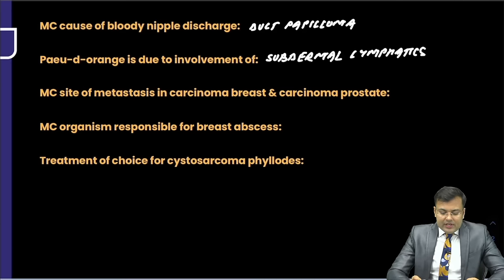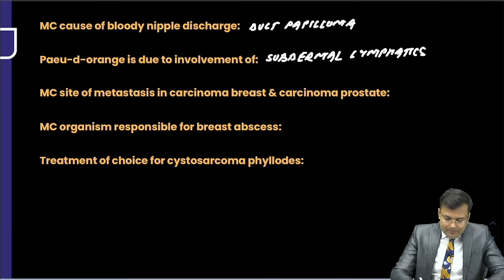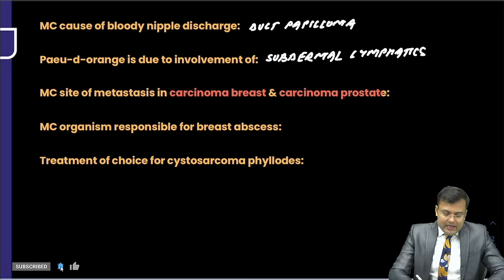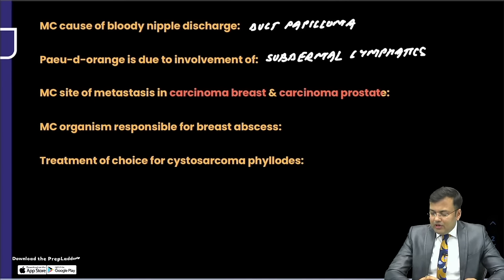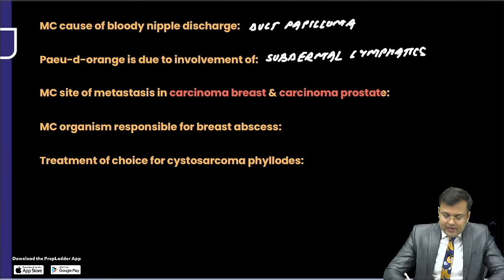Next question. What is the most common site of metastasis in carcinoma breast and in carcinoma prostate? Tell me. Very good. Lumbar vertebra. All of you are correct. It is lumbar vertebra.